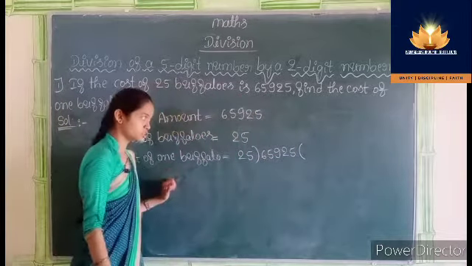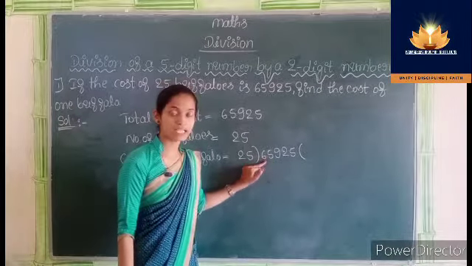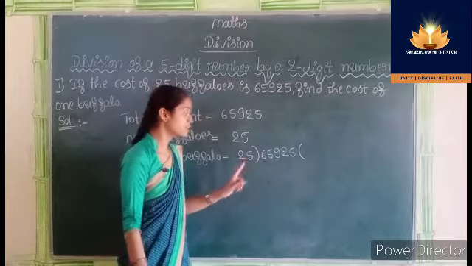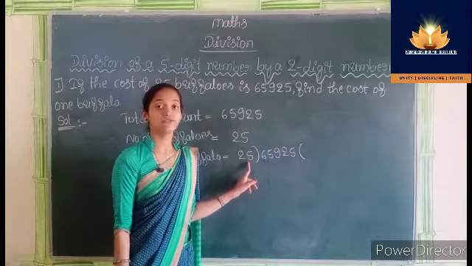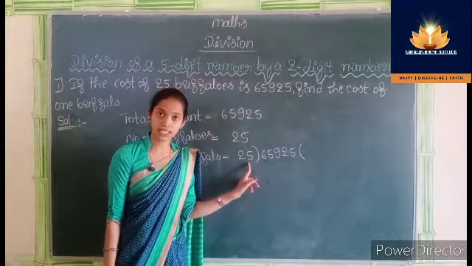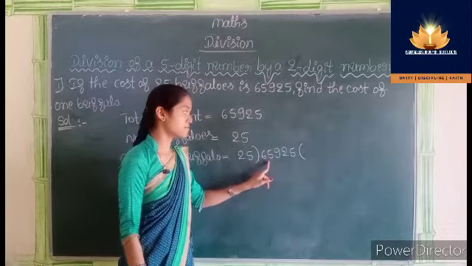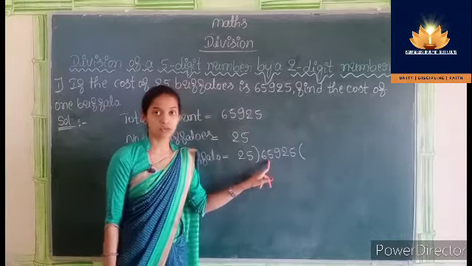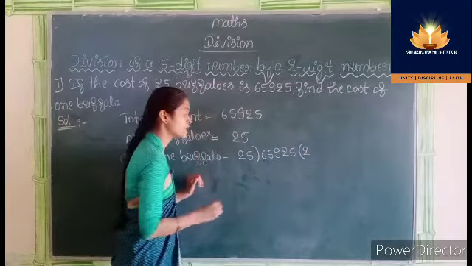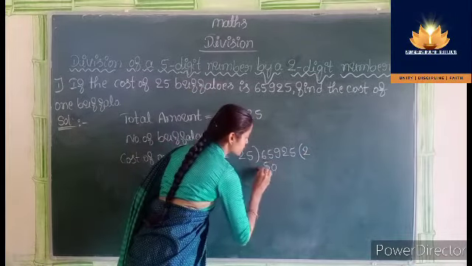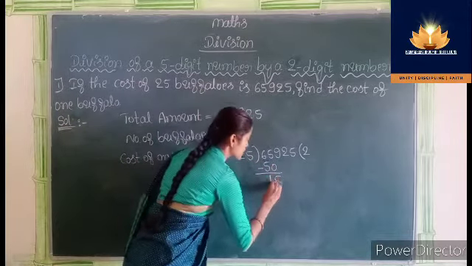Consider the two leftmost digits of the dividend, that is 65. Now find out which number is less than or equal to this 65 in the table of 25. 25 ones are 25, 25 twos are 50, 25 threes are 75. 75 is greater than this 65. That's why we have to consider 25 twos are 50. 2 should be written in quotient place. Then write 50 below this 65. Subtract 5 minus 0, 5. 6 minus 5, that is 1.